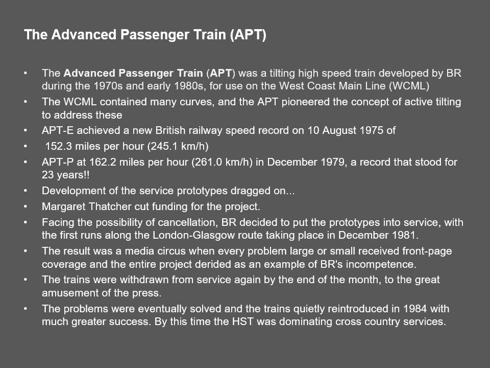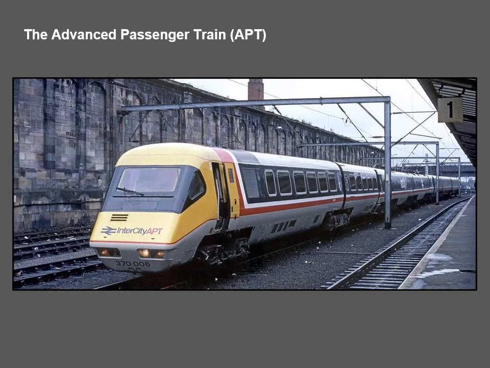But the problem with this project was that the development of the prototypes dragged on. Eventually, Thatcher cut the funding for the project, and facing possible cancellation, BR decided just to release the prototypes into service. The result was a media circus with every problem, large or small, front page news. The trains were later withdrawn from service again, to the great amusement of the press. The problems were eventually solved and the trains quietly reintroduced in 1984 with much greater success, but by this time the HST was dominating cross-country rail services. So you can see the final version of the APT train as it operated in 1984.